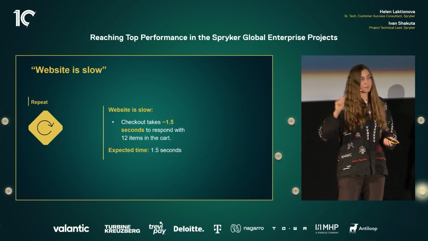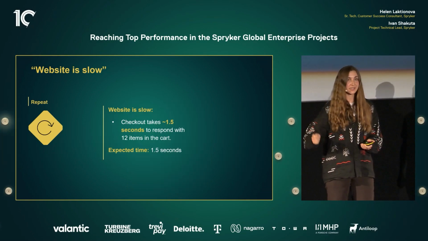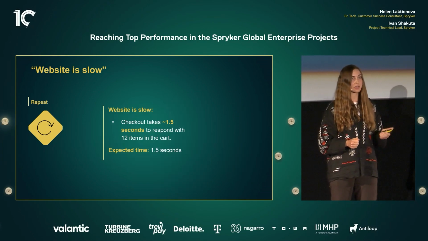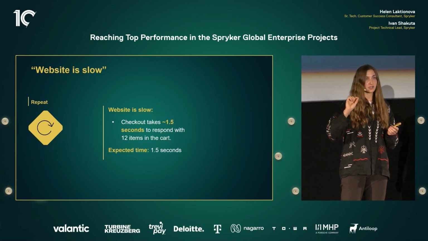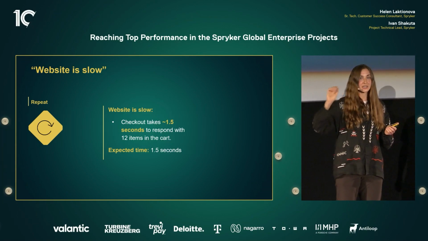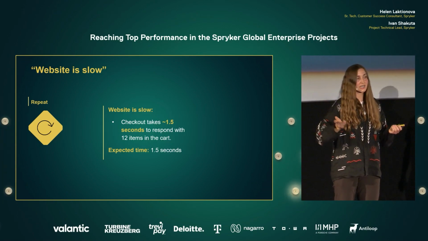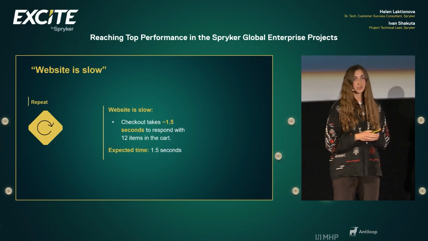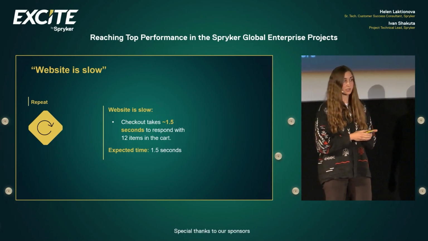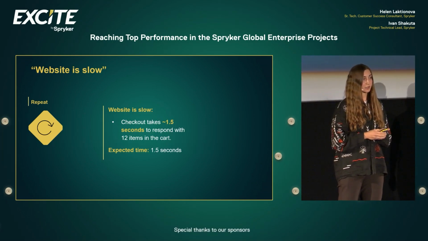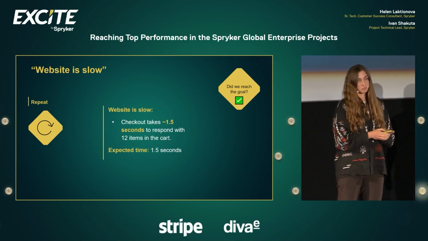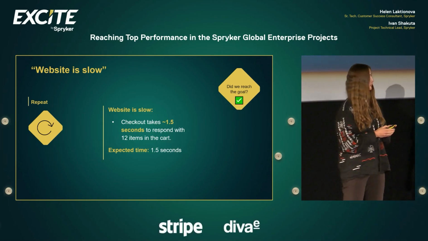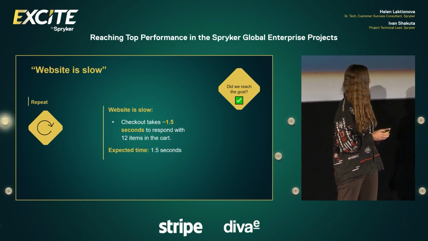So, repeating. Of course, we did several repetitions of this framework for that specific problem, because the n+1 problem was not just in one point of the website, but in several points. And in the end, we managed to reach the 1.5 seconds that the customer wanted, and we fixed the "website is slow" problem. So did we reach the goal? Yes. So we can actually stop. Do we have more? Great job.